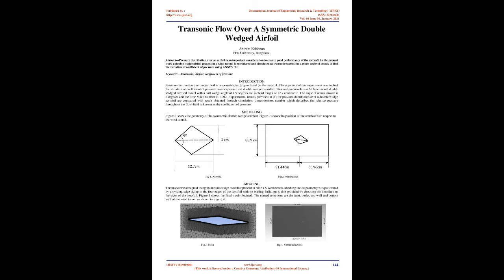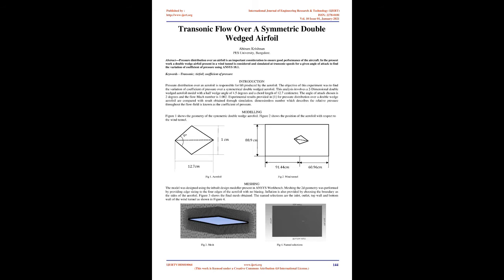This analysis involves a two-dimensional double-wedged airfoil model with a half-wedge angle of 4.5 degrees and a chord length of 12.7 cm. The angle of attack chosen is 2 degrees and the flow Mach number is 1.002. Experimental results provided in the literature for pressure distribution over a double wedge airfoil are compared with results obtained through simulation. The dimensionless number which describes the relative pressure throughout the flow field is known as the coefficient of pressure.